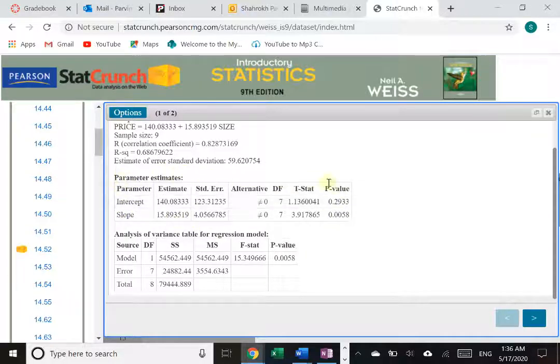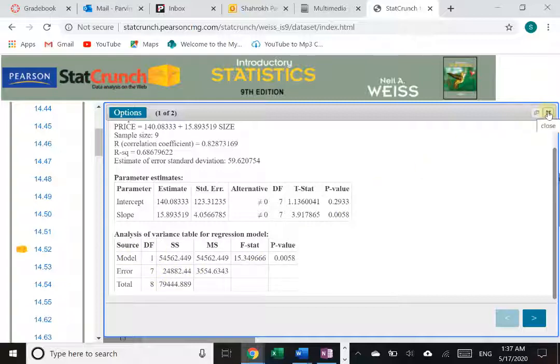If you want to know more about this, you're welcome to read chapter 15. Unfortunately, we will not cover that chapter in this course. But chapter 15 talks about inferential procedures in regression analysis. And here's our ANOVA, the analysis of variance table. That's exactly where I got those numbers from.